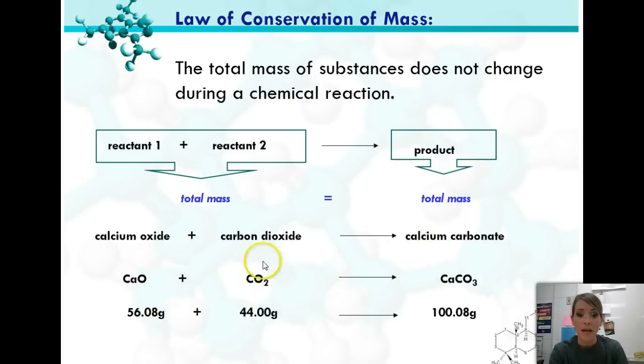Since all those atoms are going to be there before and after, the mass of the before is also going to equal the mass of the after. That's what the conservation of mass means. It means you're conserving the mass. You're not making anything new. You're not destroying any of the atoms. You're simply changing the arrangement of them to make a different substance. So here, the mass of our calcium oxide was 56.08 and the carbon dioxide was 44 grams. So that means that the mass of our calcium carbonate is going to be 100.8, because your mass before is always going to equal your mass after.